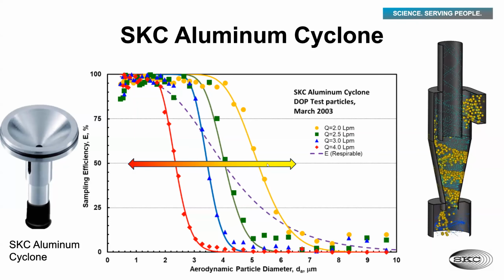And then on the other hand, if you decide to run that same cyclone at 4 liters a minute, you've moved that cut point from 4 microns all the way down to say 2.5 microns. So we've said it before that size selective samplers, especially cyclones and PPIs, are very, very sensitive to flow rate. And so being able to make sure that they're operated at the correct flow rate will make all the difference in the world.